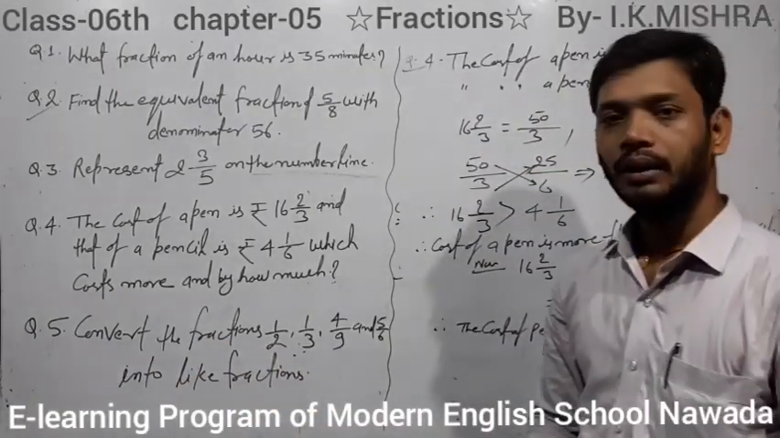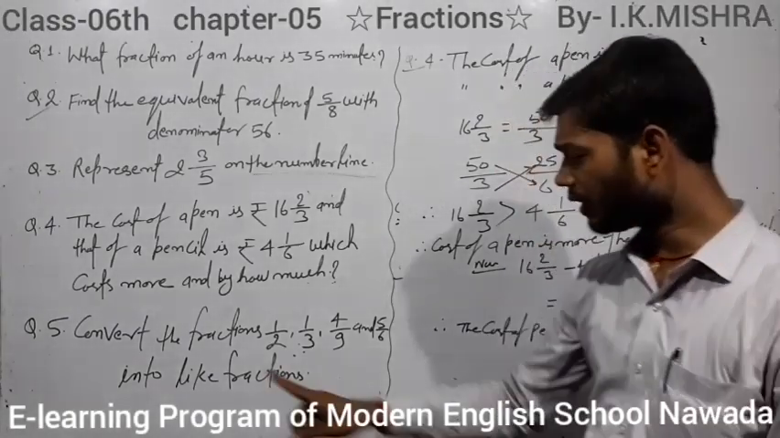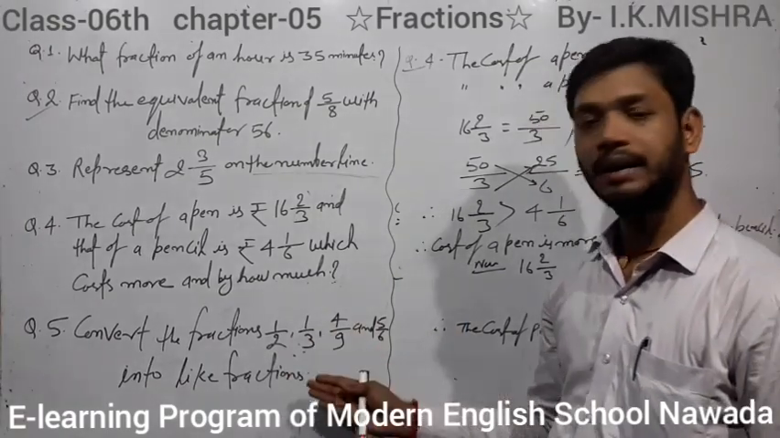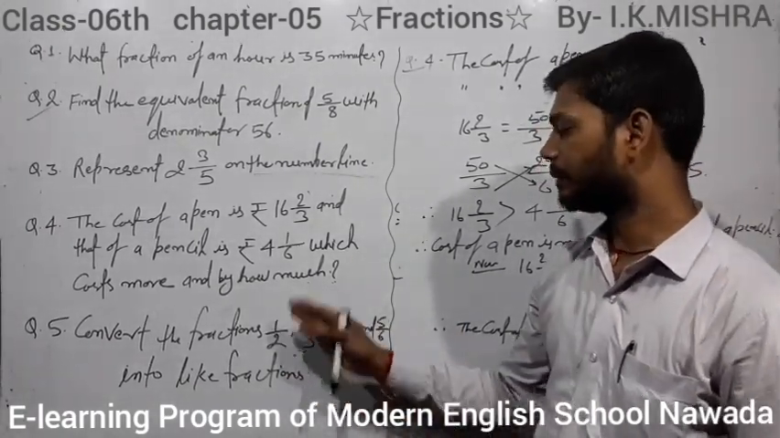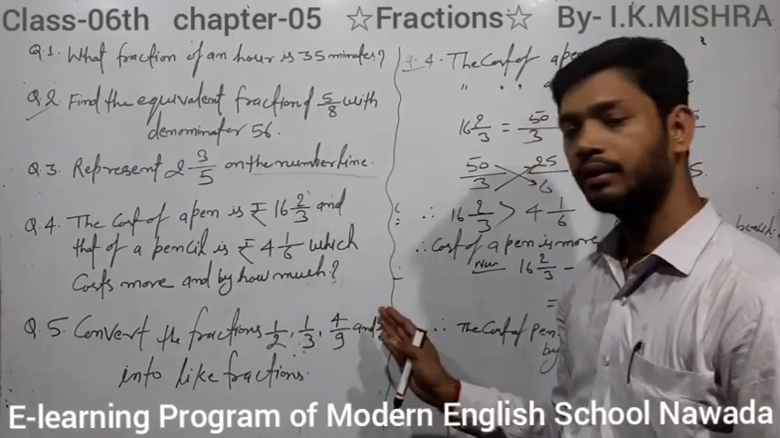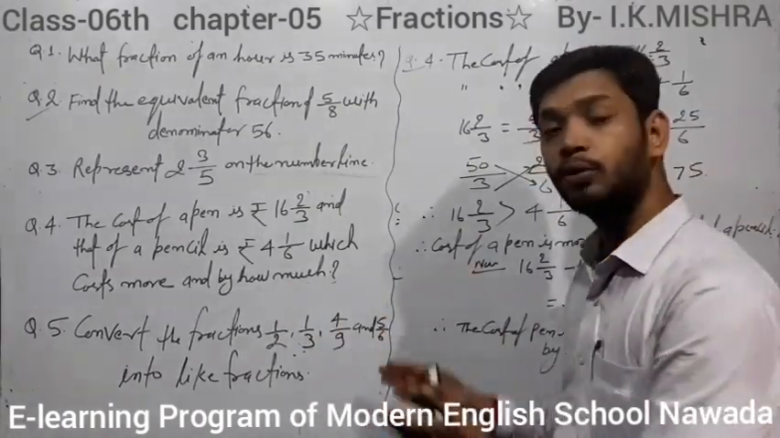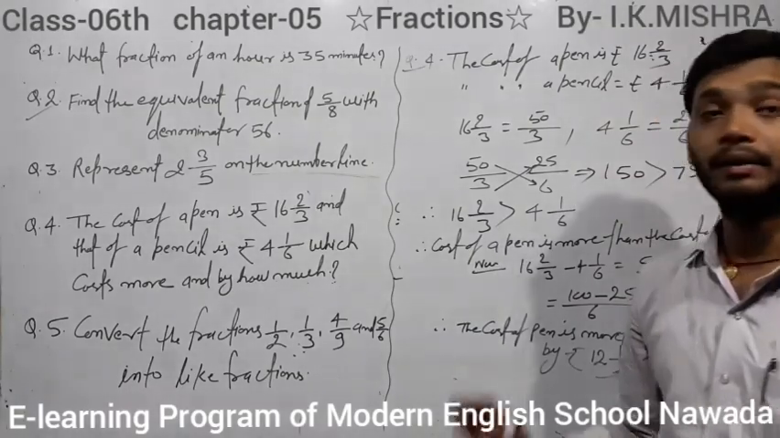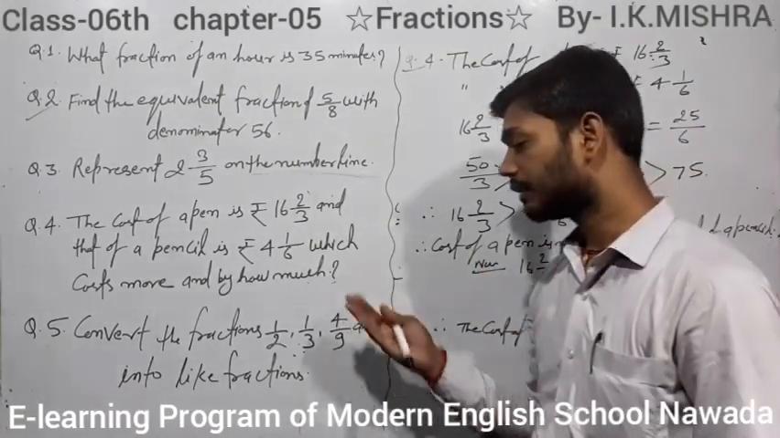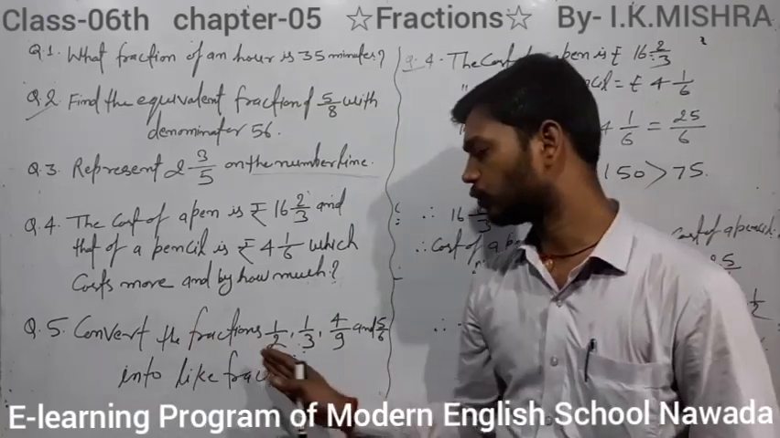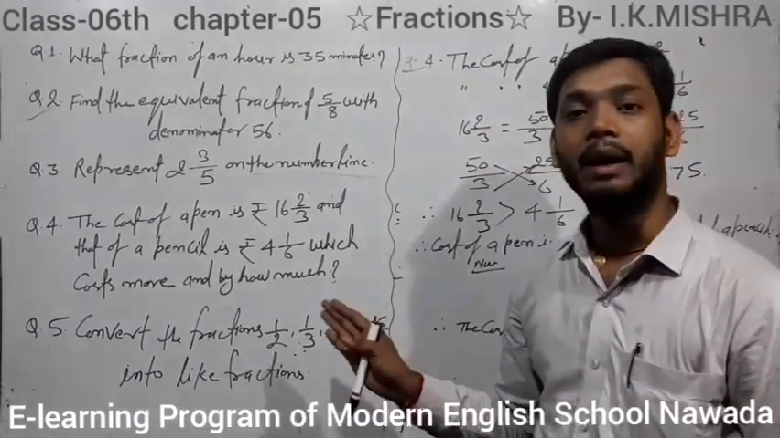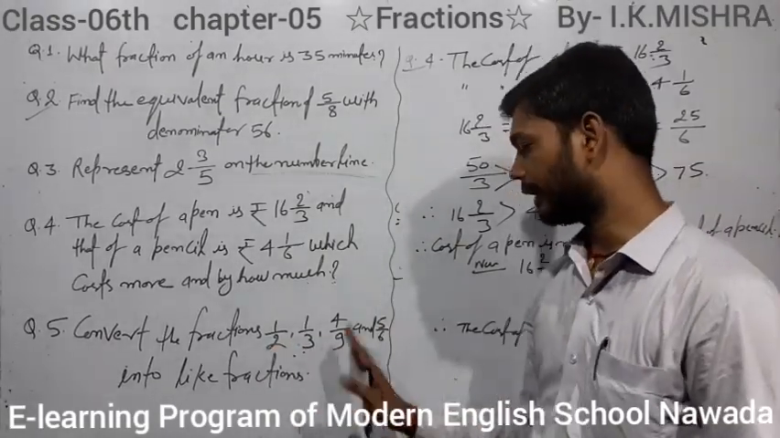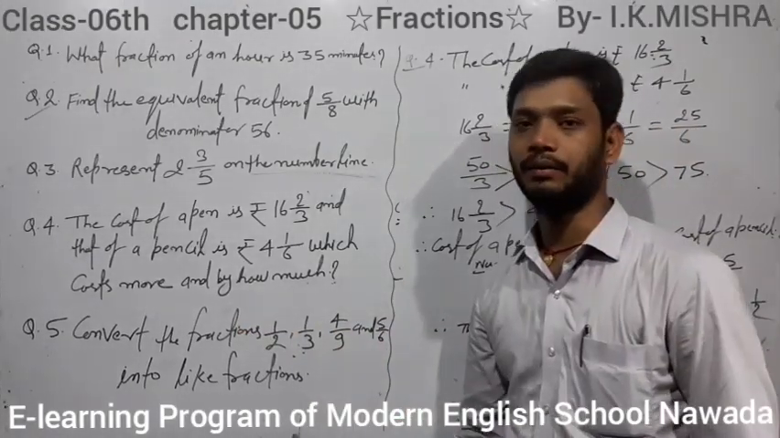In question number 5, first of all find the LCM of all of these, divide the LCM by each denominator and multiply each numerator. The smaller numerator means the smallest fraction, and the largest numerator means the largest. But here you only have to change into like fractions, whose denominators are equal. Here all the denominators are different. So now I discuss question number 5.